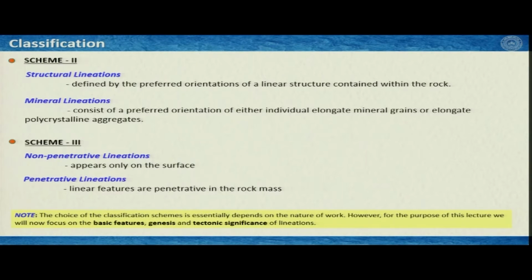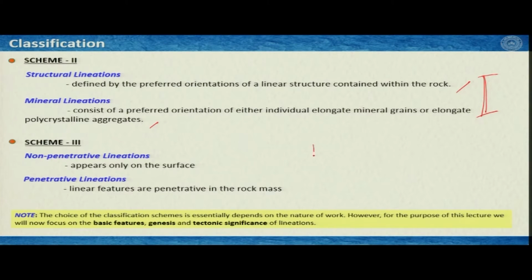And then in scheme 2 you can define lineations as structural lineations and mineral lineations. Structural lineations are defined by the preferred orientations of a linear structure contained within the rock, and mineral lineations consist of a preferred orientation of either individual elongate mineral grains or elongate polycrystalline aggregates. So, you can see that these two are more or less similar to scheme 1, but some people prefer to describe and classify lineations in this way.